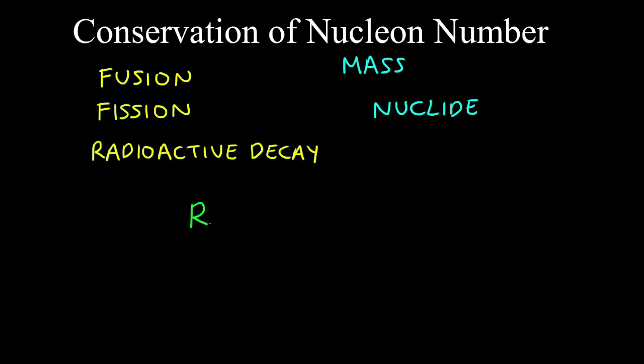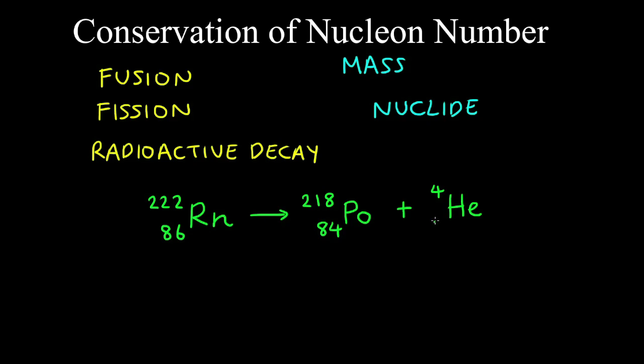Now let's look at a brief example to illustrate this. So we have the radioactive decay of radon-222. So radon has a mass number of 222 and 86 protons. And the nucleus of radon decays into a smaller nucleus, being polonium, which has a mass number of 218 and 84 protons. And in this process, an alpha particle is shed. So we have a helium, which has a mass number of 4 and an atomic number of 2.